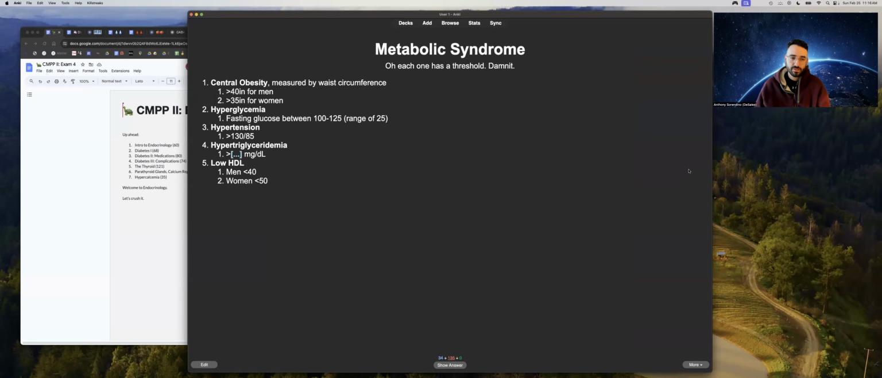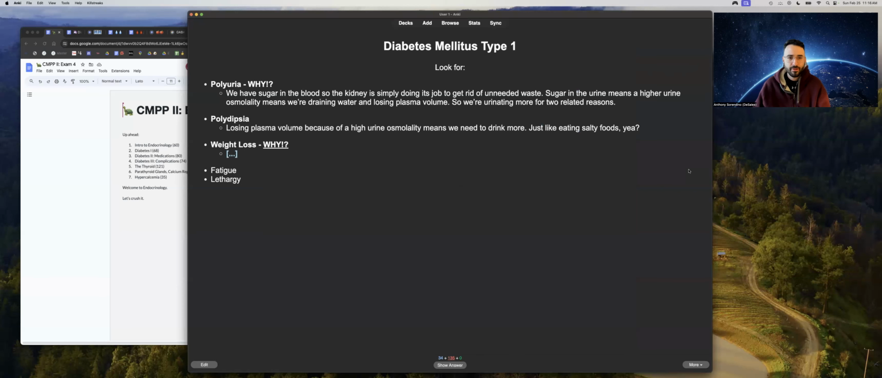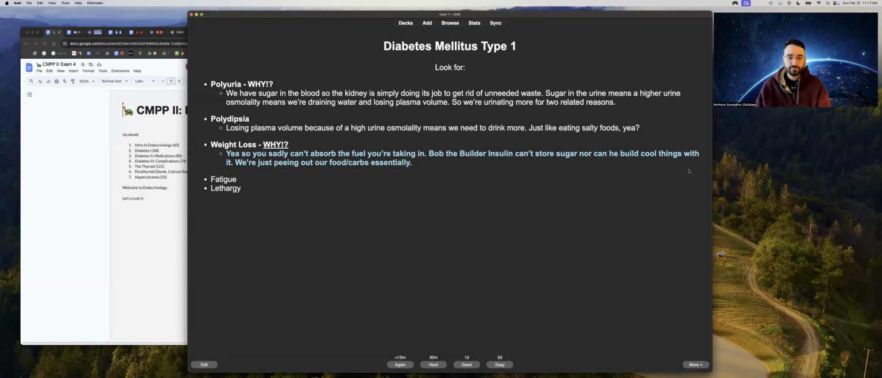Hypertriglyceridemia. Is this 145? 150, come on. 150. Why do we get weight loss? We already talked about that. This is DM1. We're peeing out the sugar because we have insulin deficiency.